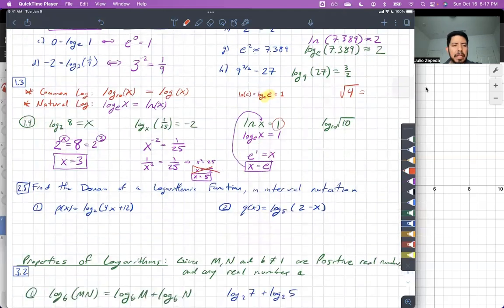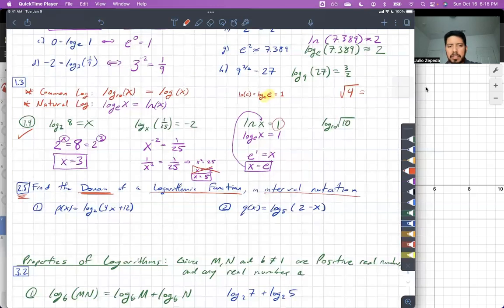Okay, so the domain of the logarithm, problem 2.5. Now after we've completed 1.4, you can try problem 4 on the worksheet. We're moving on though to 2.5. So this corresponds to problem number 5 on the worksheet. We want to find the domain of a logarithmic function and write the domain in interval notation.